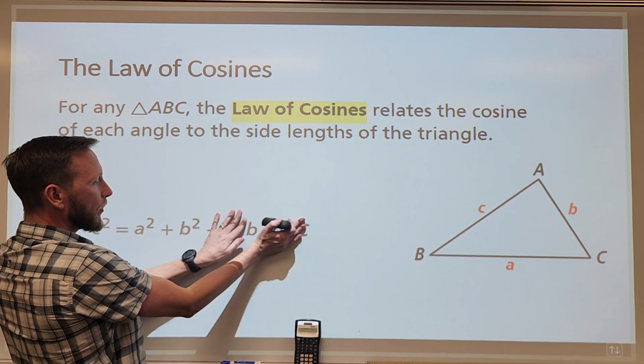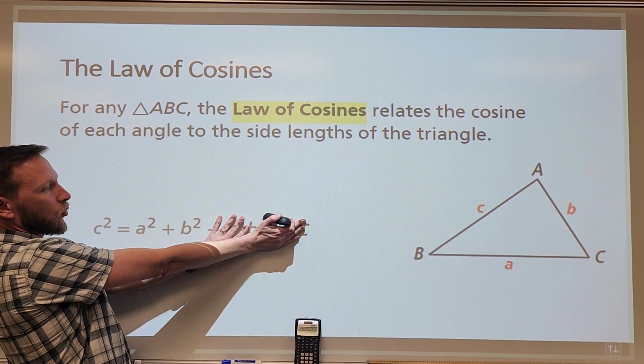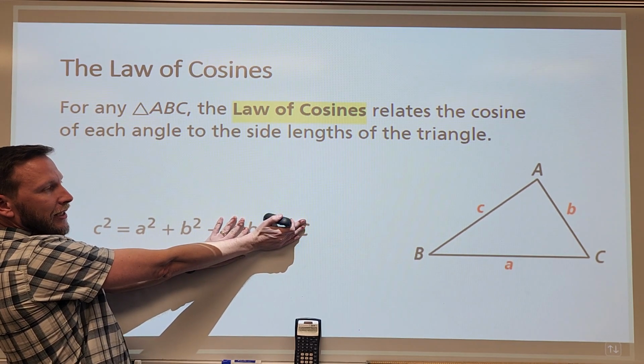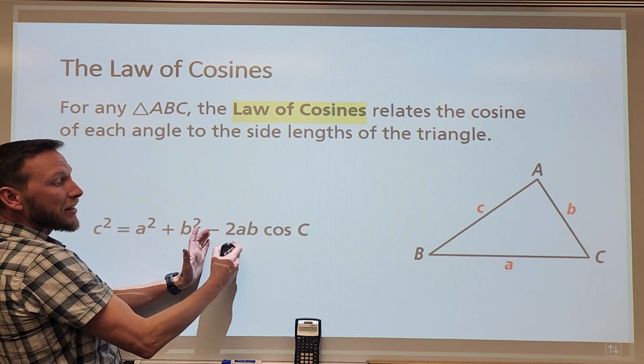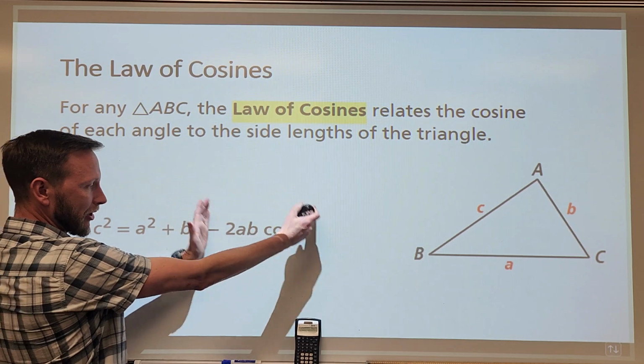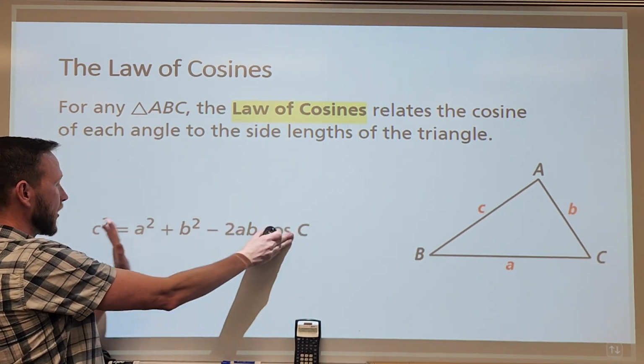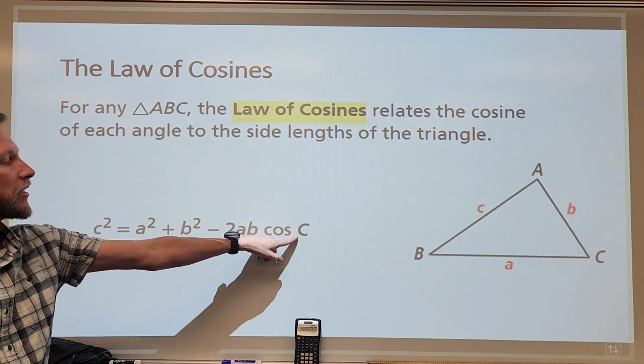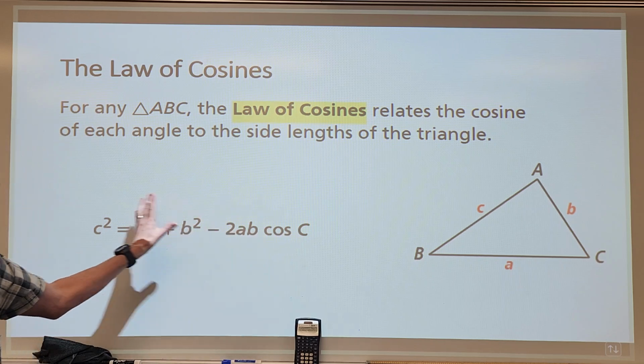And really what's happening here is that we are focused on a situation where angle C is not a right angle. This does work if you do the cosine of 90, all right? That will actually zero this out, so you won't be subtracting anything from a squared and b squared. But if C is a different measure, then that changes things.